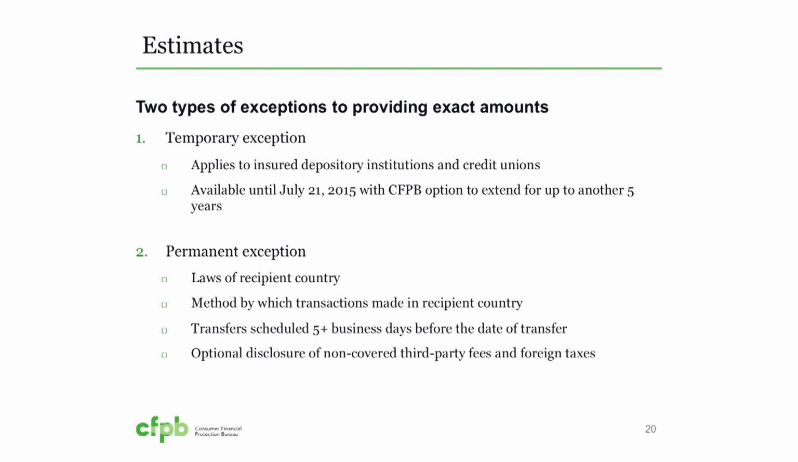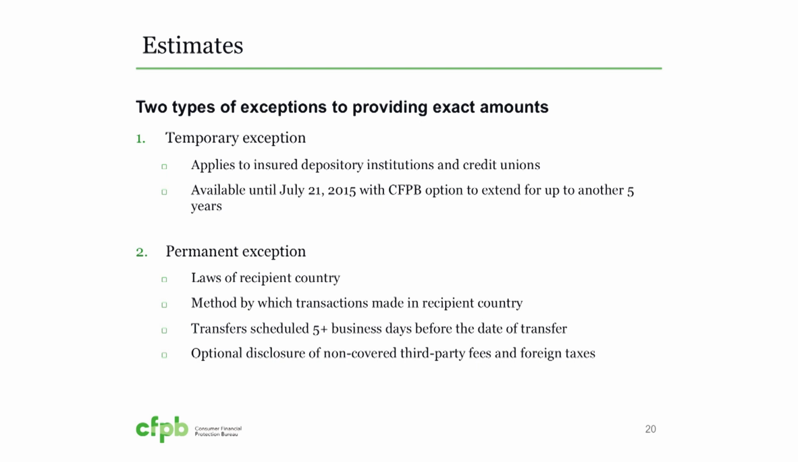It applies to any provider that cannot determine exact amounts because of the laws of the recipient country or the method by which transactions are made in the recipient country. The methods exception is a limited exception that applies to international ACH transfers, where the terms are negotiated between the United States government and the recipient's country government, where the rate is set after the fact by the country's central bank or other governmental authority. We understand that this applies to the Directo a Mexico program.